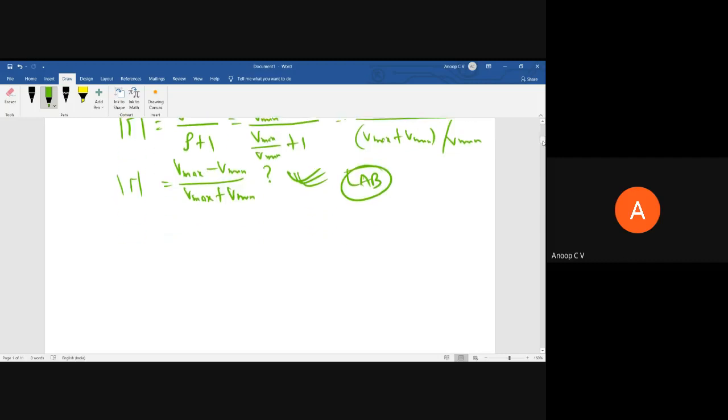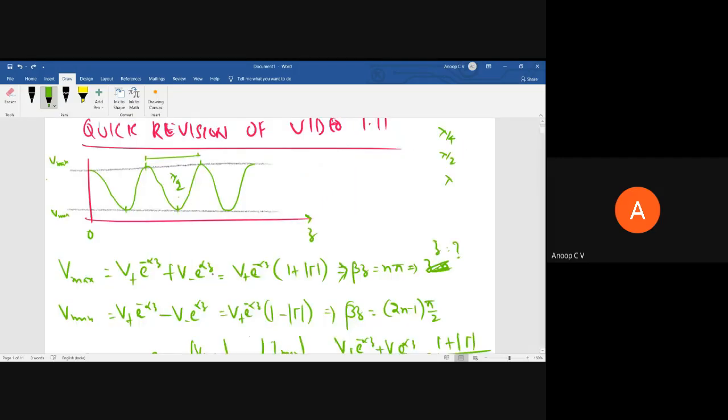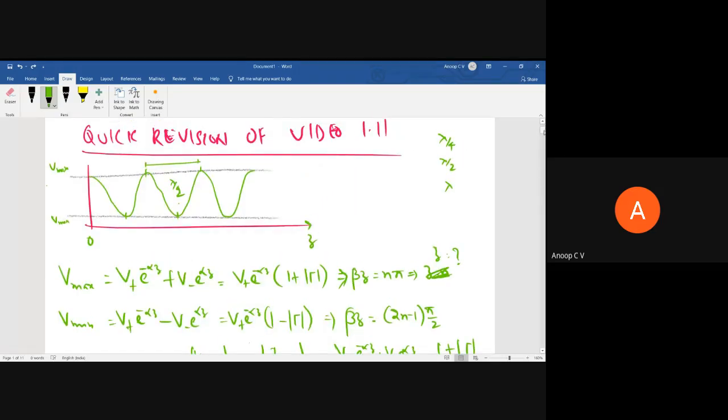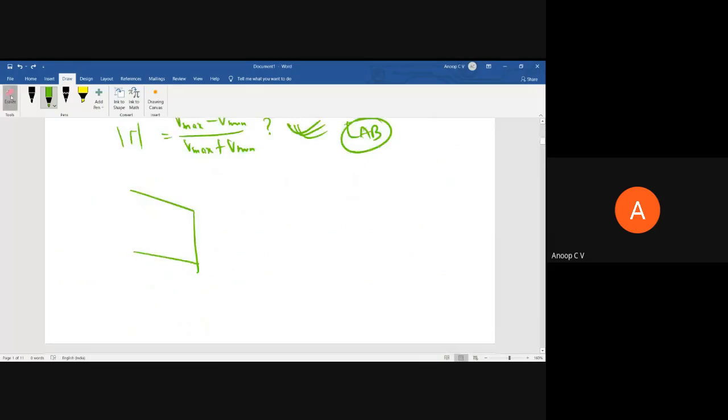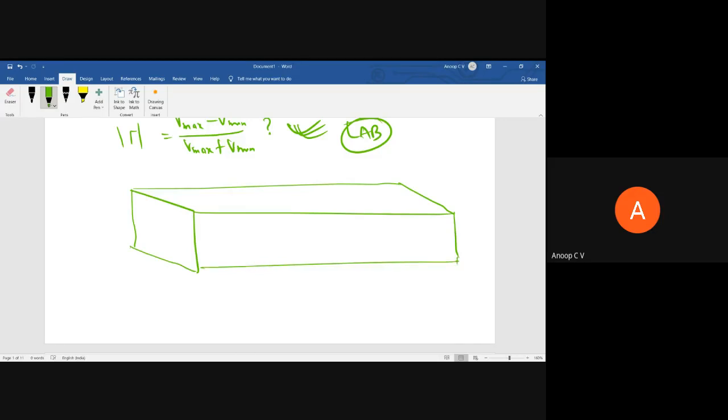So now I think it is the appropriate time to discuss the experiment which you have in your lab. I'm not telling in much detail, but I'll give you an idea of what exactly is related to this particular topic. So in lab you have a rectangular waveguide. A rectangular waveguide is actually what? It's a type of transmission line. It's a hollow metallic cavity within which the electromagnetic wave will be confined.